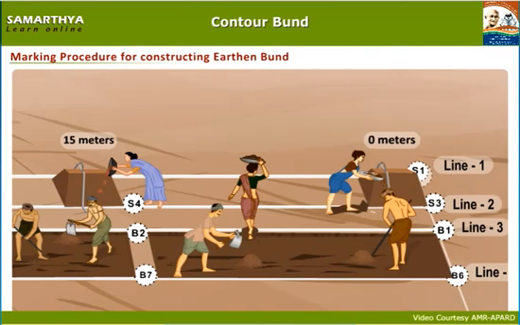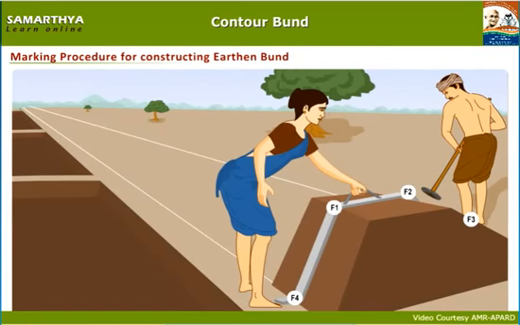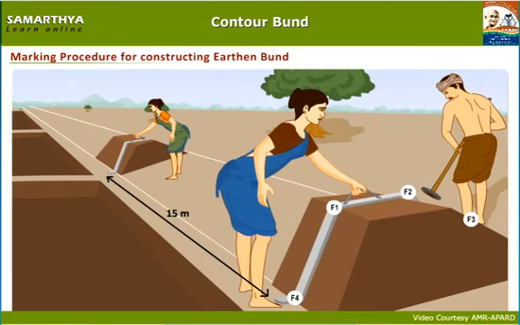Deposit the dugout soil at the center of F1, F2, F3 and F4, B1, B2, B3 and B4. Deposit the dugout soil at the center of F1, F2, F3 and F4. After toughening, the earthen bund should touch the edges of F1, F2, F3 and F4. In the same way, deposit the soil at 15 meters with 1 meter length and construct it in such a way that it is touching the edges of F1, F2, F3 and F4.